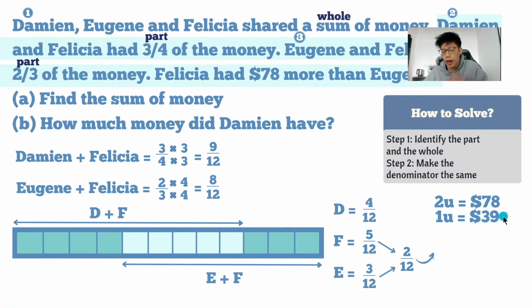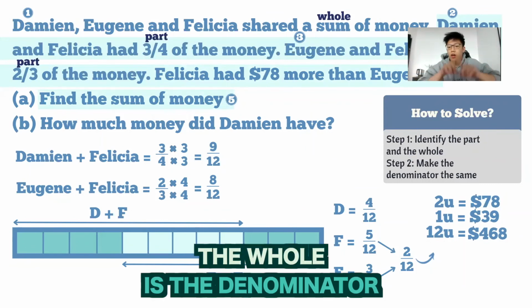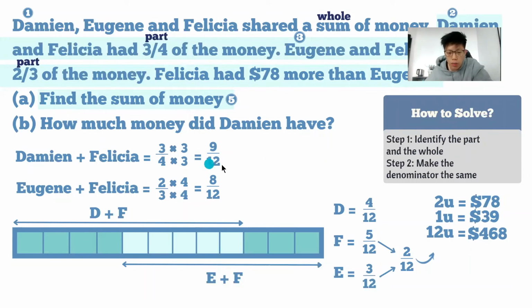All right, once I have my Mr. Green Man, I want to read the question, which is in my sentence number 5. They want us to find the sum of money, which means the whole. Remember just now, I said that the whole is the denominator. So just look at the denominator. If the denominator is 12, that means the total sum of the money is 12 units. So I just do 39 times 12, and that's the reason why I got 468. That will be my answer for A.